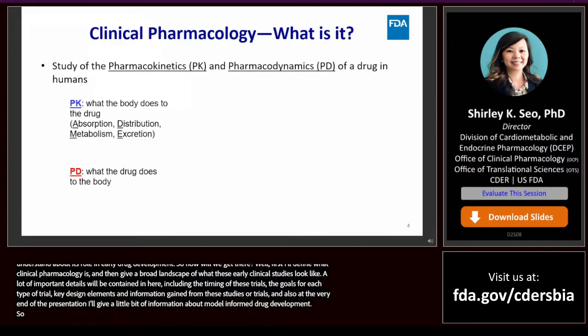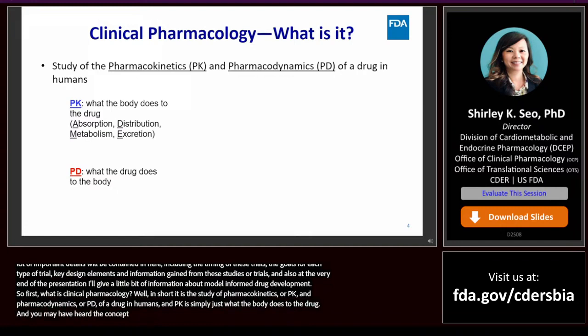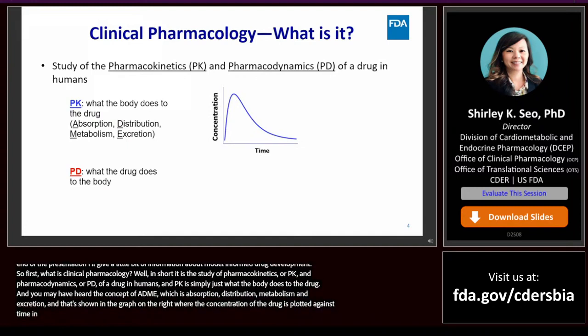So first, what is clinical pharmacology? Well, in short, it is the study of pharmacokinetics, or PK, and pharmacodynamics, or PD, of a drug in humans. And PK is simply just what the body does to the drug. And you may have heard the concept of ADME, which is absorption, distribution, metabolism, and excretion. And that's shown in the graph on the right, where the concentration of the drug is plotted against time in a concentration time profile, essentially visualizing what the body is doing to the drug over time.